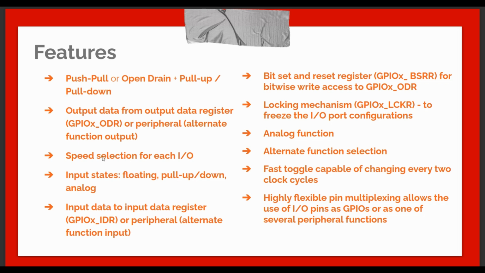As we saw here, in the speed selection for each IO, we can go for high speed, which is capable of changing every 2 clock cycles. So we can toggle the IO pins as fast as every 2 clock cycles. Then highly flexible pin multiplexing. As we saw, some of the pins have an alternate function, then analog function. The multiplexing allows us to choose IO pins as GPIO or any other different function.